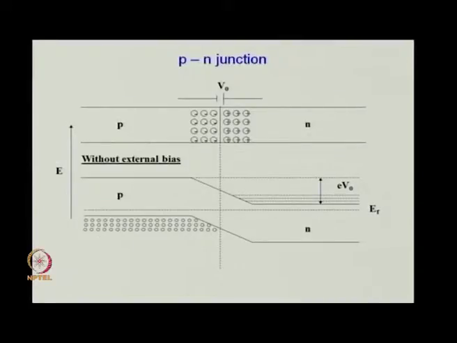The PN junction here, just to recall very quickly, we have seen these in detail. Without any external bias, a PN junction is shown here, with plenty of electrons on the n side and plenty of holes on the p side, and there is no region where you simultaneously have plenty of electrons and holes.